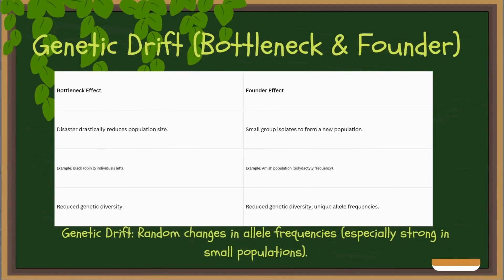Genetic drift has two types: bottleneck and founder effect. The bottleneck effect is when a disaster drastically reduces population size, like the black robin, which reduces genetic diversity. The founder effect is when a small group isolates to form a new population, like the Amish population, with reduced genetic diversity and unique allele frequencies. Genetic drift is random changes in allele frequencies, especially strong in small populations.